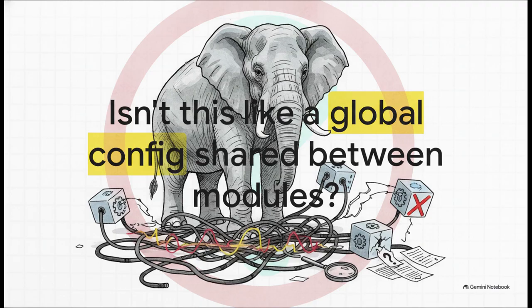It is absolutely the elephant in the room because in imperative programming, relying on a hidden global state is pretty much universally considered a massive anti-pattern. It leads to unpredictable side effects, crazy race conditions, and code that is just practically impossible to test. So the big question is, have we just reinvented a terrible global configuration pattern but disguised it as functional programming?